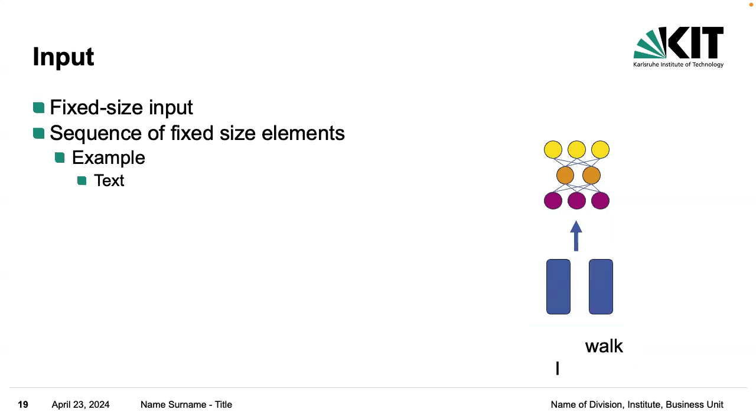Another important case is that we have a sequence of fixed size elements. The length of the sequence is variable, but it's important that each representation we put in here is still a fixed size representation. You can think of it like this: if you have, for example, words, you have a fixed size vocabulary. Say you have 10 words, and then your representation is always a one-hot encoding of your 10 words. I mean, that's not realistic, so more like 10,000 or 100,000 words.